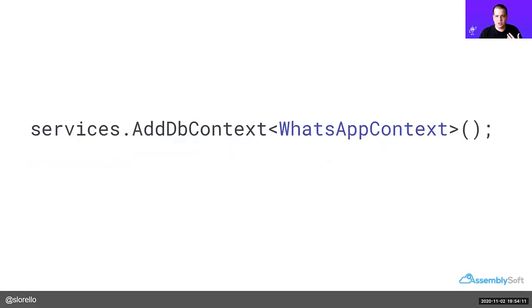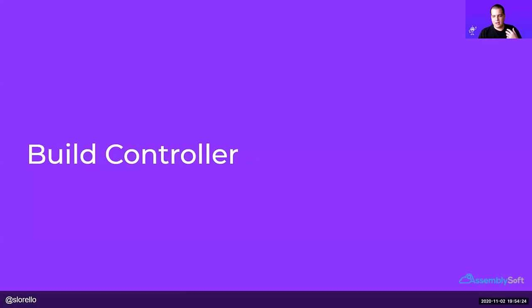And now we just need to go back into our middleware and register this database context so that we can actually access it in the controller that we're about to build. And so with our database context set up and our model created, we're going to go ahead and start building our controller.